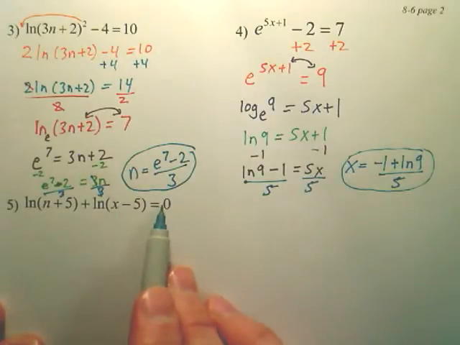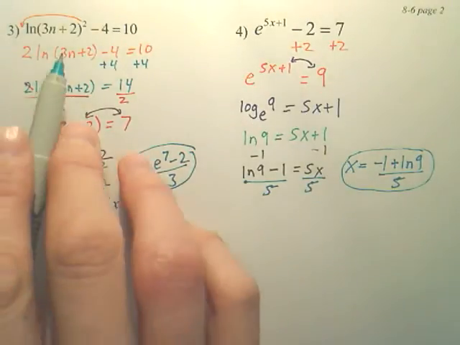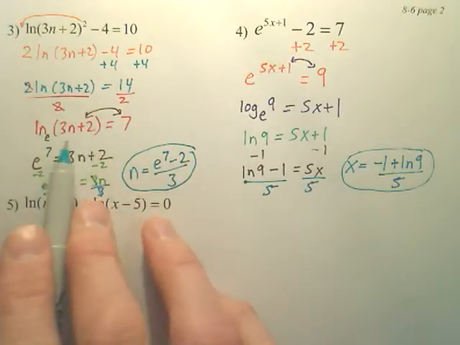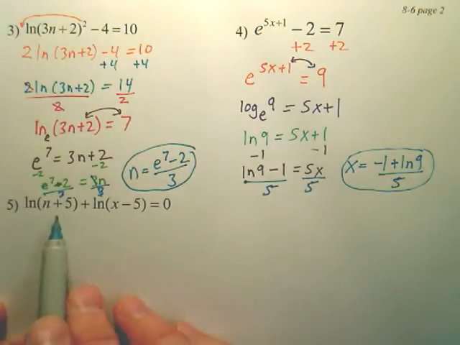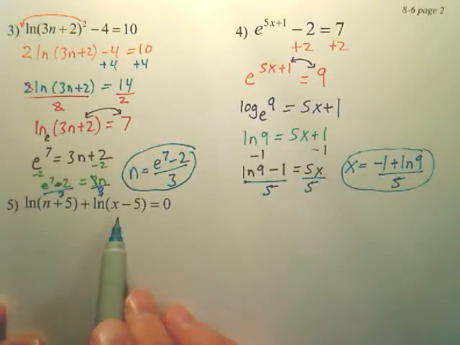I want to solve this. Now, before we solve it, I want to make it look like this problem right here, so we get the ln by itself. But there's two of them here. Can we condense these? If they're both ln, can you condense them?